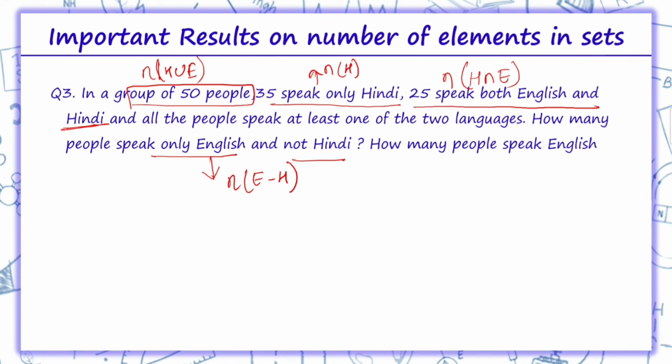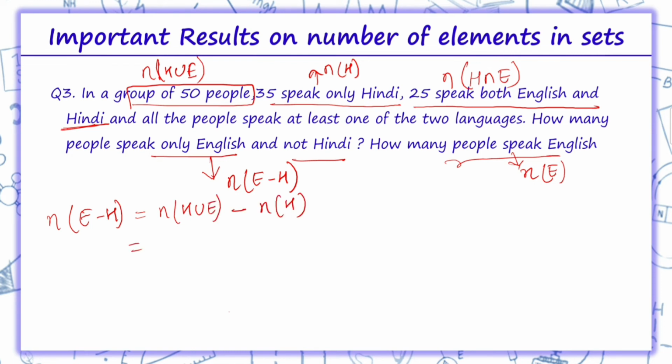We have to calculate only English, not Hindi, and also how many people speak English, that is n(E). Applying the formula, E minus H will be the universal set minus Hindi, that is n(H union E) minus n(H). So it will be 50 minus 35, and we get our answer as 15. Now we have to calculate the number of students who speak English.